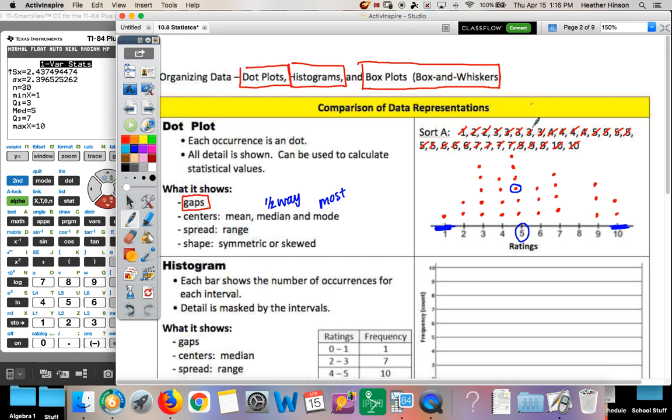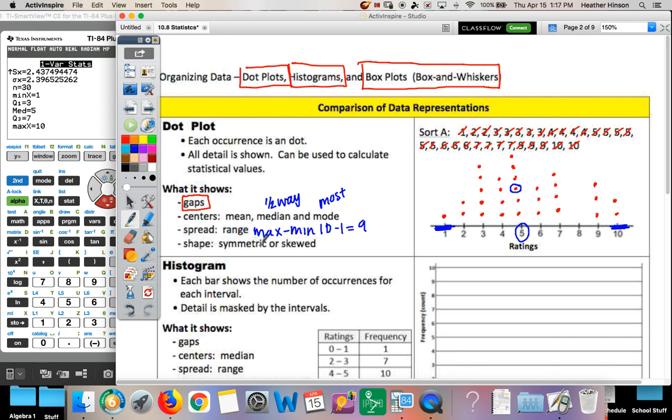Well, that took forever. Okay, anyway, so your range again is your max minus your min. So you can see the highest number on the list was 10, the lowest number was 1. So 10 minus 1 gives you a range of 9.